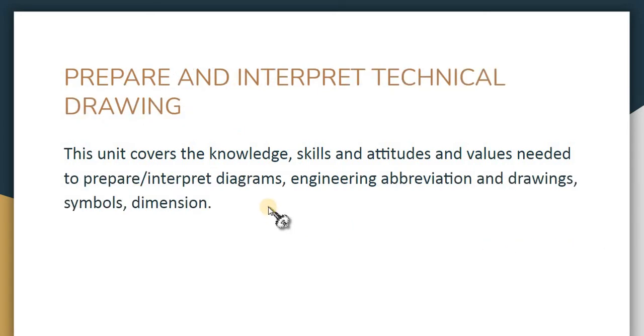Prepare and interpret technical drawing. This unit covers the knowledge, skills, and attitudes and values needed to prepare or interpret diagrams, engineering abbreviations, drawings, symbols, and then dimensions. Okay, so from the title of the unit itself, prepare. So you should learn how to prepare even small diagrams for electrical installation. And then, you should learn how to interpret diagrams and engineering abbreviations only in electrical. So, this does not include mechanical or civil. Only focus on the electrical abbreviations and drawings. And then, electrical symbols. And you will be taught also to read dimensions.